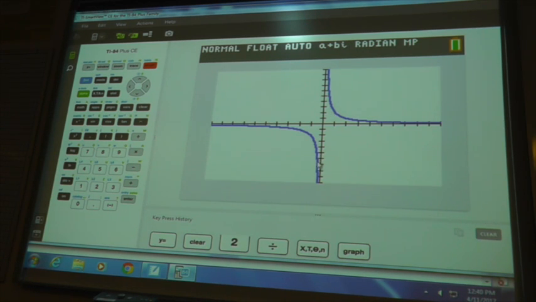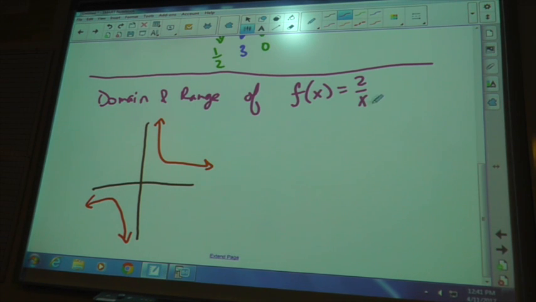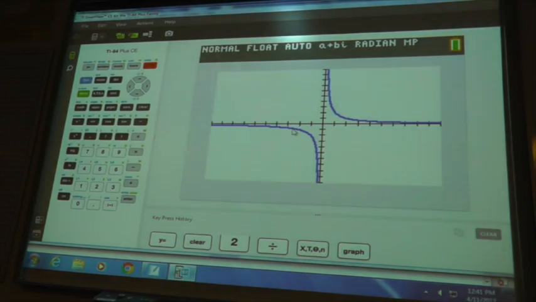This is 2 over x. So what's the domain here? What could go wrong? Well, the same thing, right? You're dividing by x, by 0. Now when you stretch it, does it really change the range? No, because the 0 is still going to be 0. So this one is still the same.